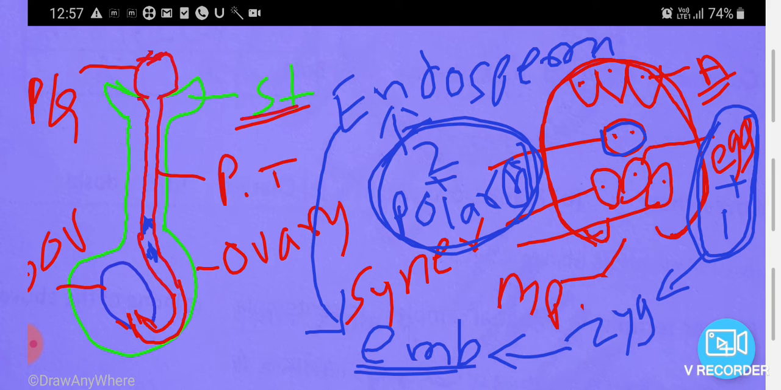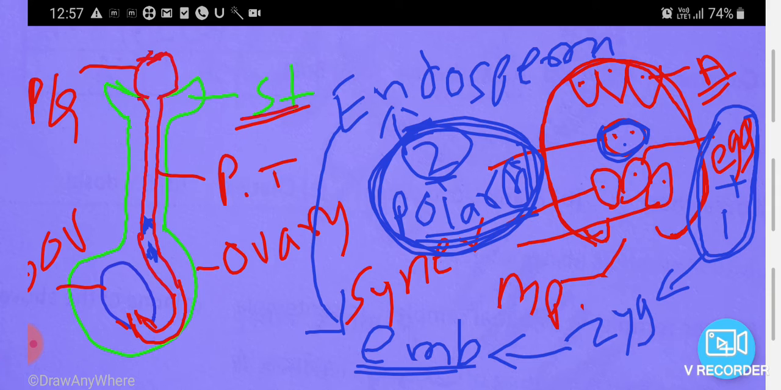The fusion of this second male gamete with the polar nucleus is considered a triple fusion. Why triple fusion? Because this polar nucleus has two nuclei, and one nucleus comes from the second male gamete. So now the endosperm becomes a three nuclear stage. That's why it is also called triple fusion.